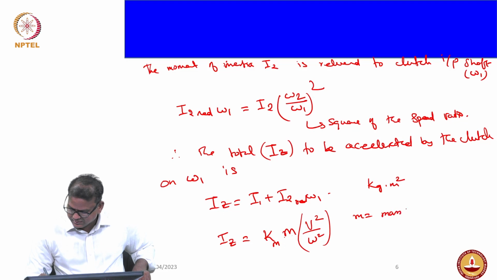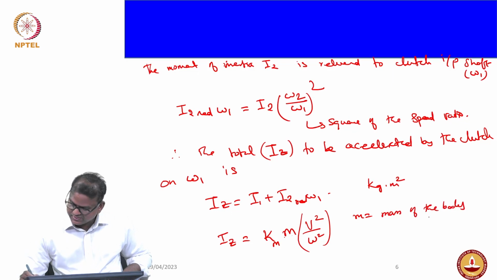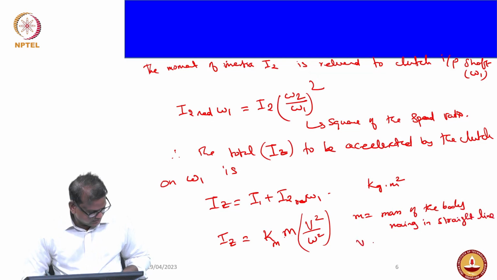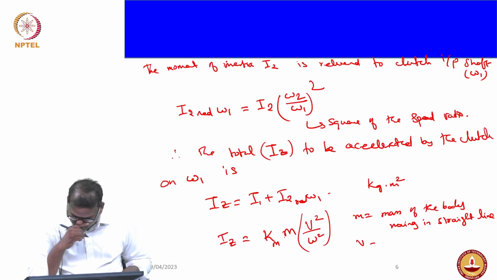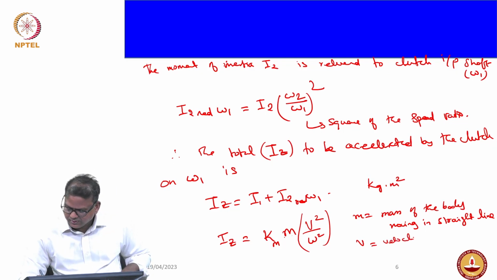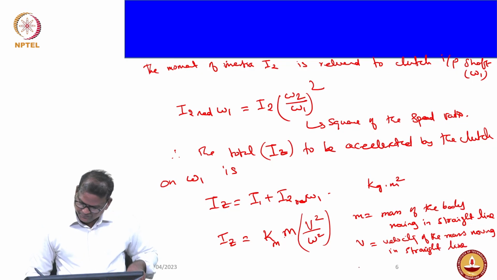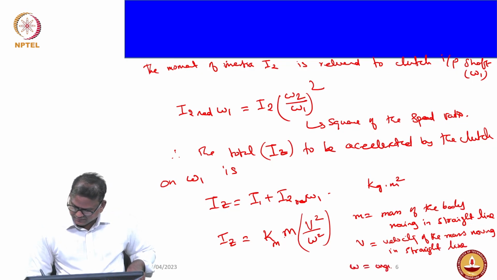of the body moving in a straight line, right? V is the velocity of the mass moving in a straight line, whereas omega is the angular speed of the shaft.